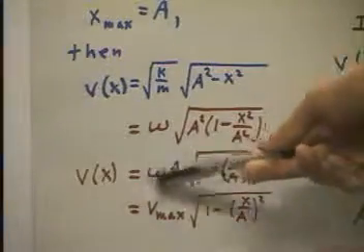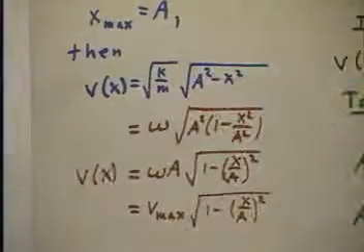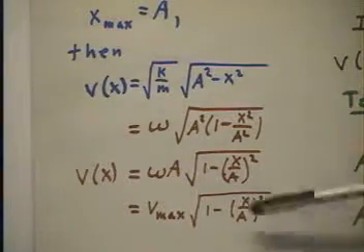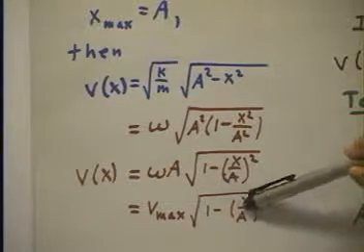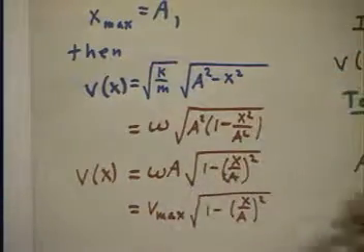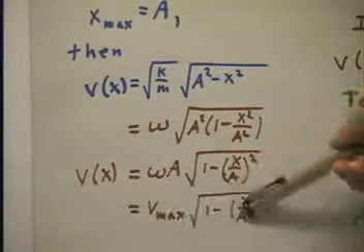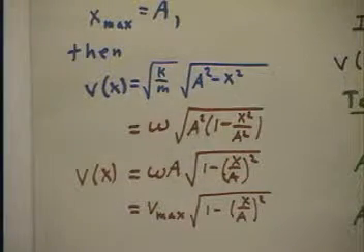Then we note that omega A is just our maximum velocity. So our velocity at point x is just our maximum velocity times this square root. Now what's this square root? If x is 0, that means we're at equilibrium. This will just be 1, so we'll have v max. The velocity is v max at the equilibrium position, which we know. If x is equal to A, then we get 0 here, and we get a velocity of 0 at the amplitude A. And that makes perfect sense too. That's consistent with our experience of pendulums and other simple harmonic oscillators.